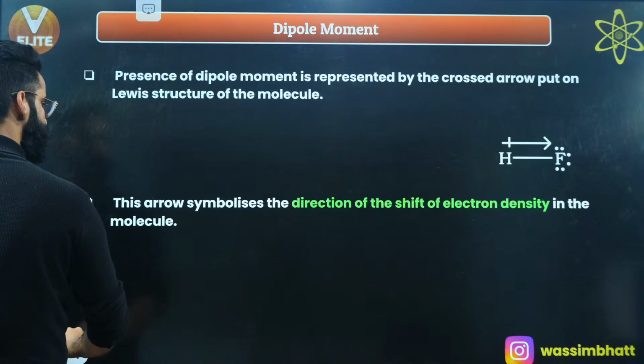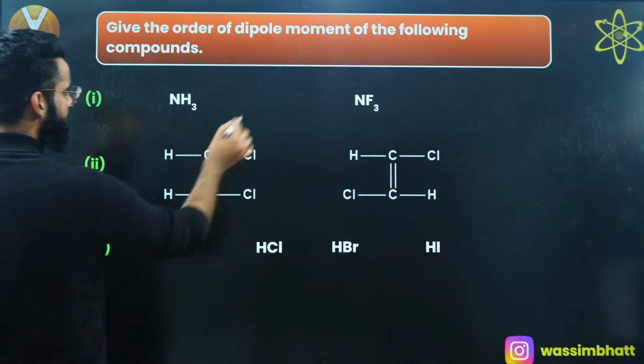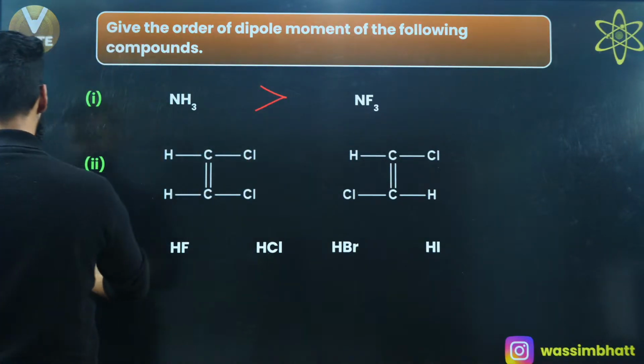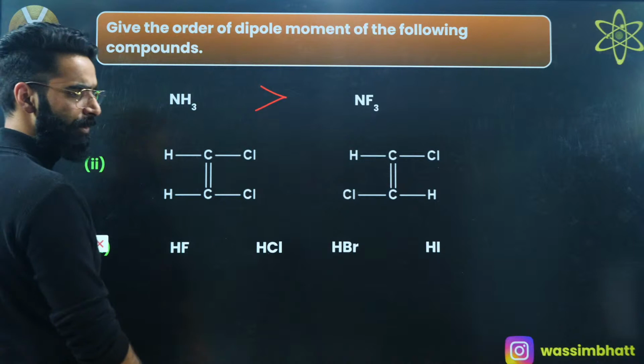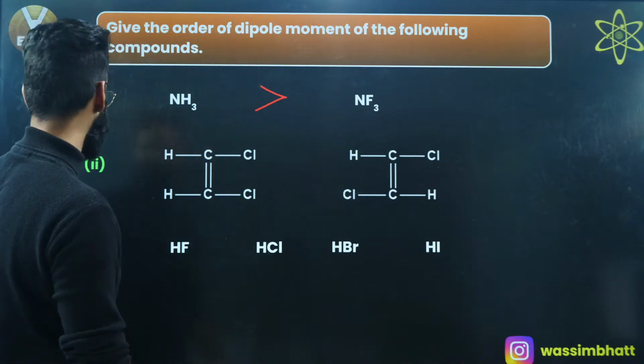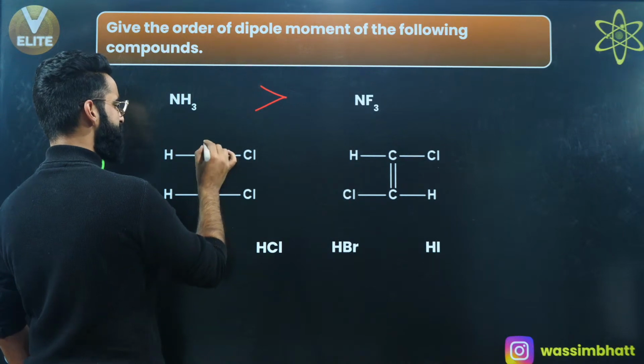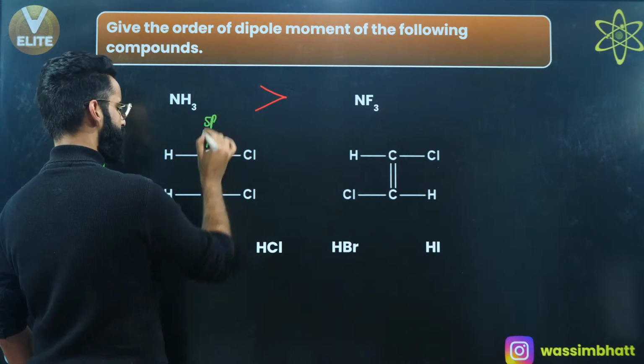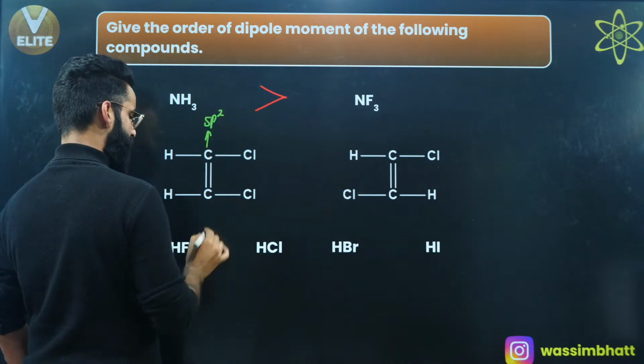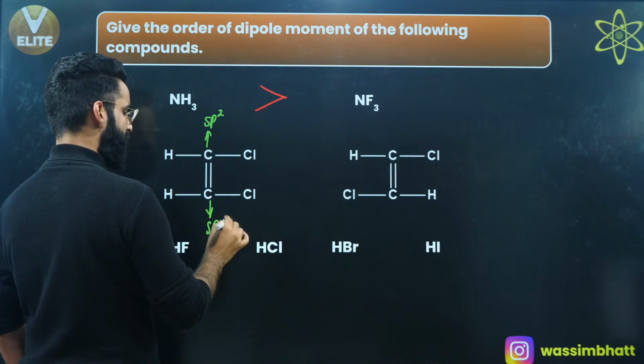Now, guys, this one we already checked, right? NH3 has got more dipole moment than that of NF3. Now have a look at the second example, guys. This carbon, it's forming 3 sigma bonds, right? 3 sigma bonds, so sp2. It's going to be planar. sp2, correct? Trigonal planar. Even this carbon is sp2, trigonal planar, right?